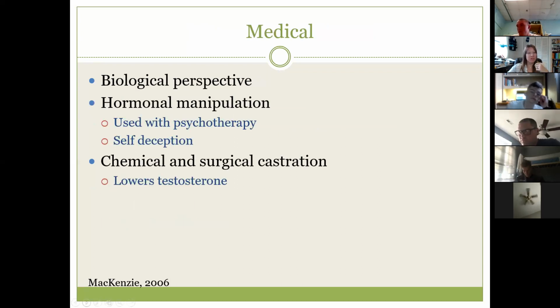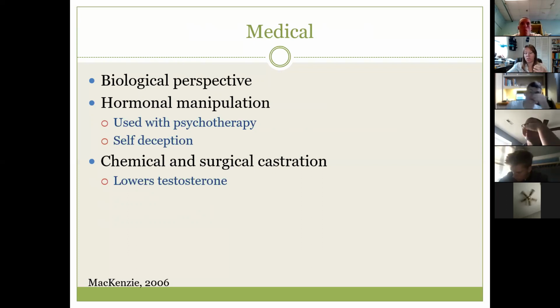All right, so all the men's favorite, let's talk about the medical. So this approach focuses on the biological perspective of the causes of sex offending. So there are two ways to do this. You can do this with hormonal manipulation, or you can do it through chemical or surgical castration. So let's start with hormonal manipulation.